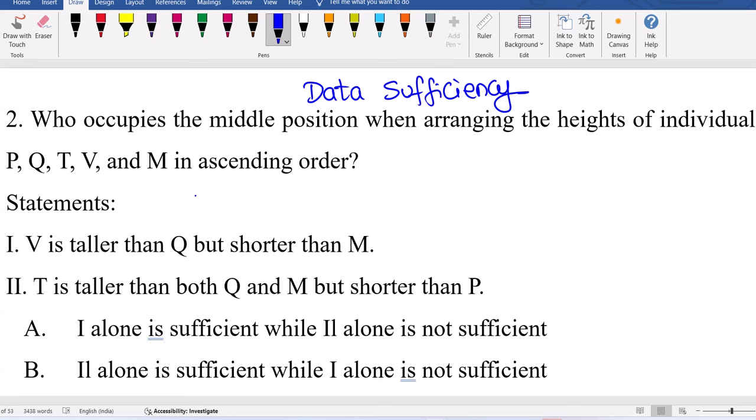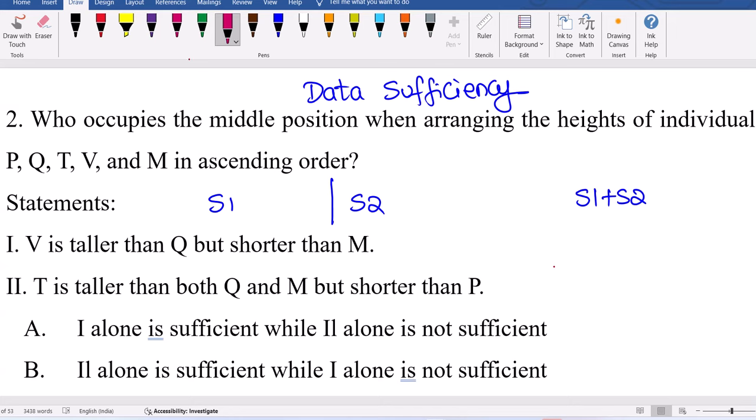They're given as per height. If you put them in ascending order, which person will come in the middle position? To answer that question, we always need to try statement 1 alone, statement 2 alone. Only if alone is not possible, then go for together. Guys, I repeat, the basic rule of data sufficiency is that. First we have to try alone, statement 1 alone, statement 2 alone. If that is not possible, then only go for together.